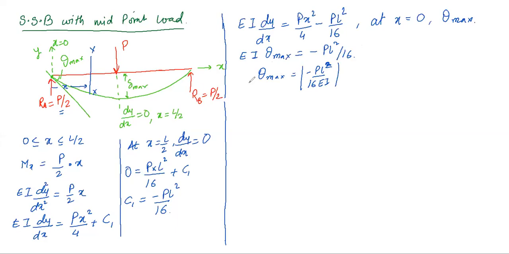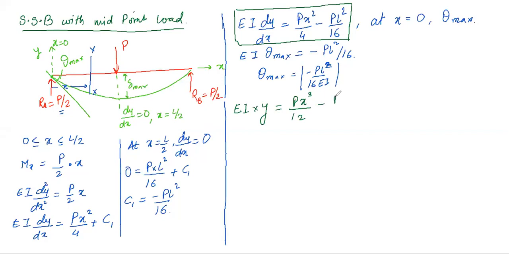So this is the equation of basically the slope, right? Let's solve it. Let's integrate this equation further so we can obtain a deflection equation. So again integrating, we'll get EI into y is equals to, that is Px cube, and 3 into 4 ये हो जाएगी values 12, minus PL square by 16 into x plus C2, right? Now with respect to deflection, just let me know when we put x equals to 0, y equals to 0, right? So at x equals to 0, y equals to 0. तो ये वैल्यू भी 0, ये भी 0, ये भी 0.